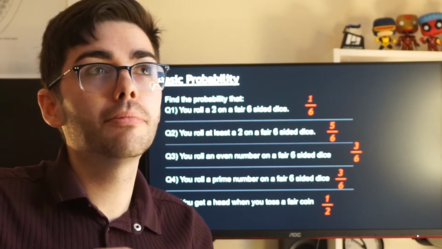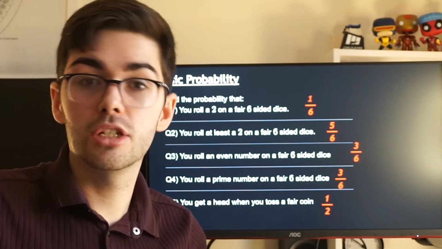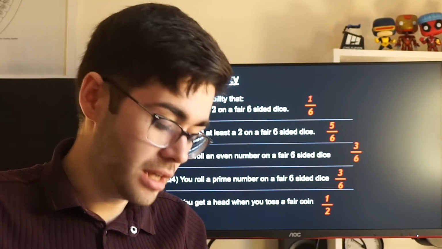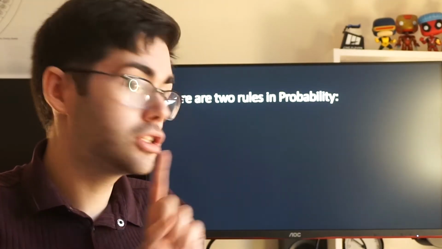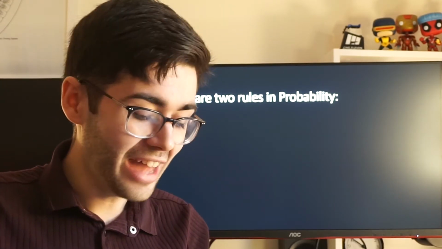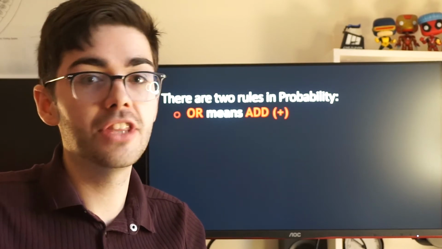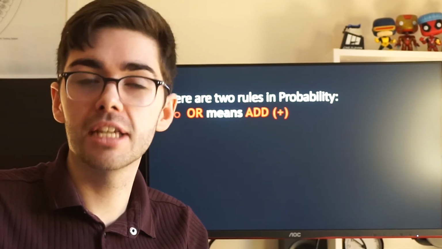When it comes to probability with more than one event, say I'm rolling 2 dice or I'm rolling the same die twice, we need to learn this other rule. Okay? There are 2 rules here. The first is that when they use the word or, that actually means plus, it means add. Okay, the probability of this or this, we have to add them together.